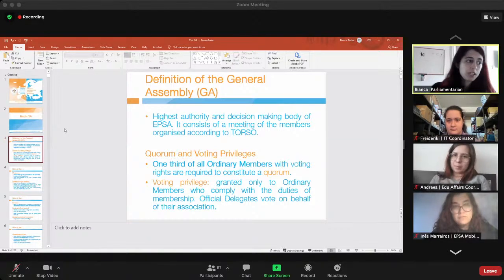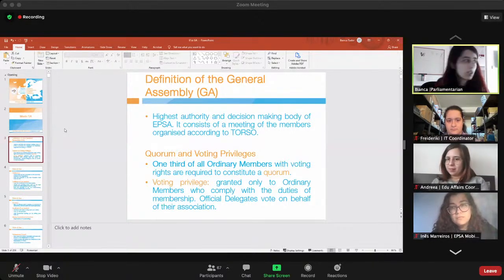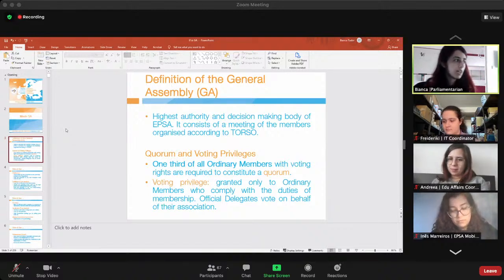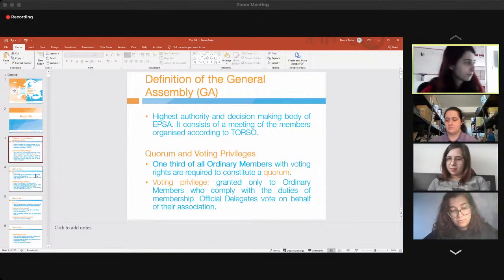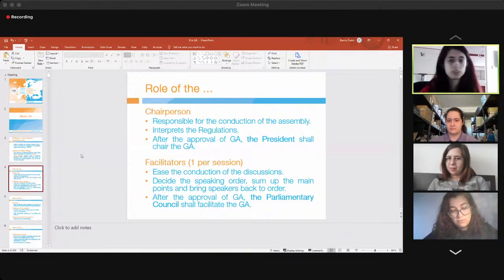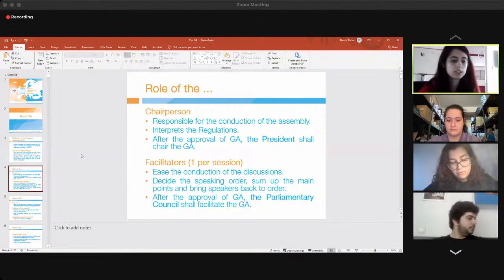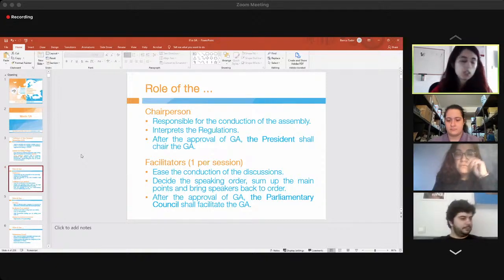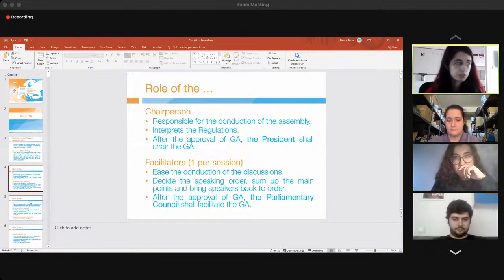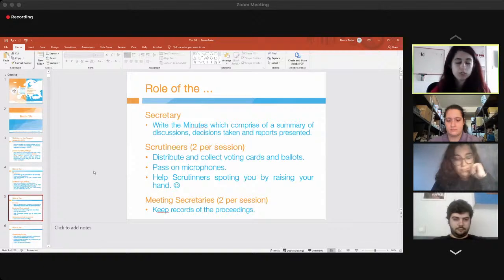About quorum and voting privileges, we will talk later on when we will say who has voting privileges and if the quorum is met. We will have, during this General Assembly, a chairperson that, according to our regulations, will be accepted by the General Assembly. We will have facilitators that the PC members are proposed to facilitate, and this decision will also be approved by the General Assembly. We will have a secretary of the meeting, and you will see more after the mock GA. When live GAs happen, we also have scrutineers.